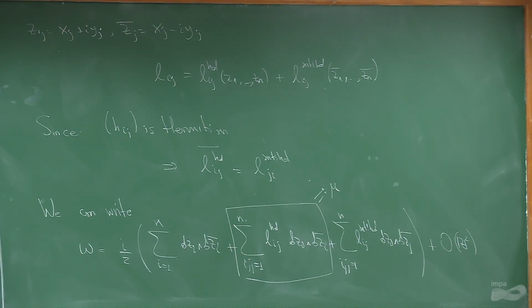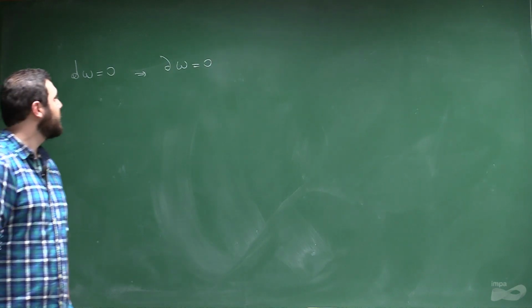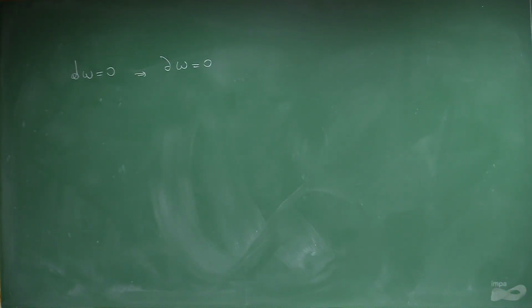Okay, so what do we know? We know that the metric is Kähler, so that means that d omega is equal to 0. So in particular, partial omega is 0. This is the condition: partial and partial bar are 0 on omega. And so what does that imply when we look at this formula for omega? Obviously, this will be 0 when we apply partial. Obviously, this will also be 0 because this is anti-holomorphic.